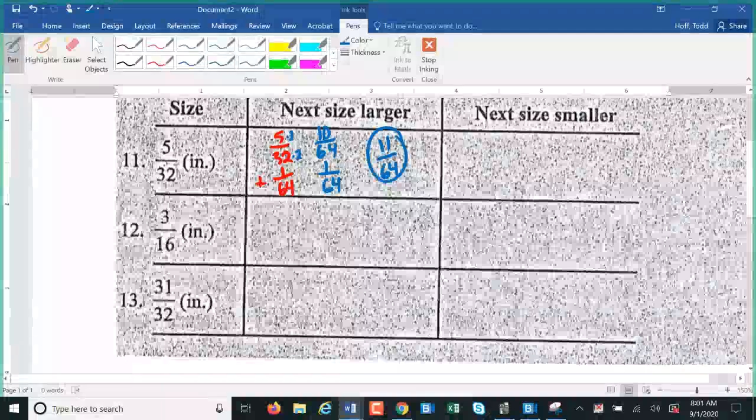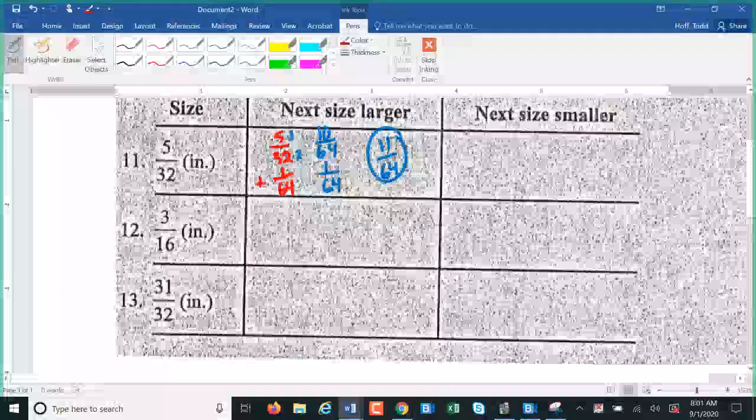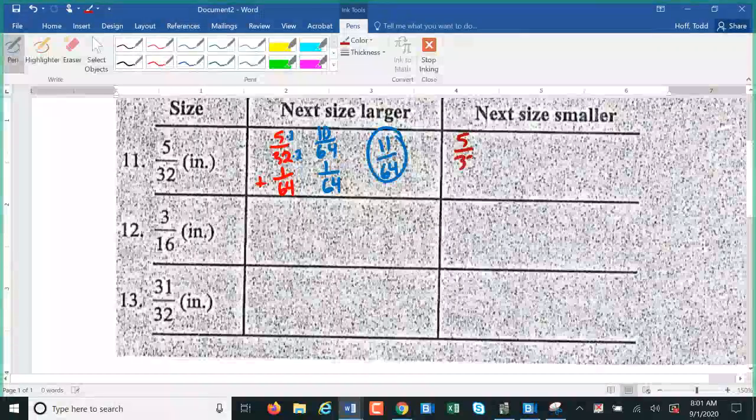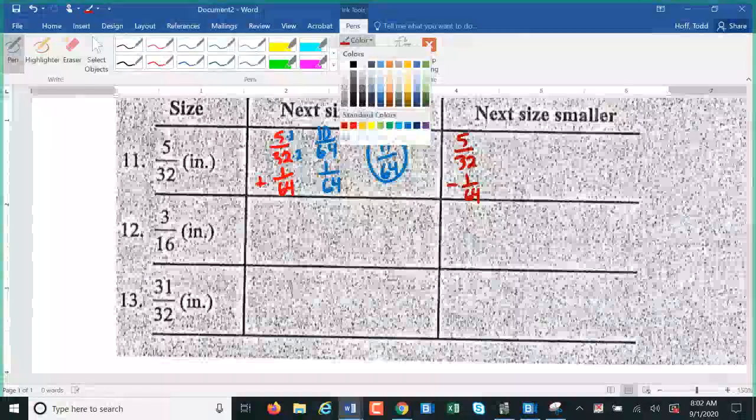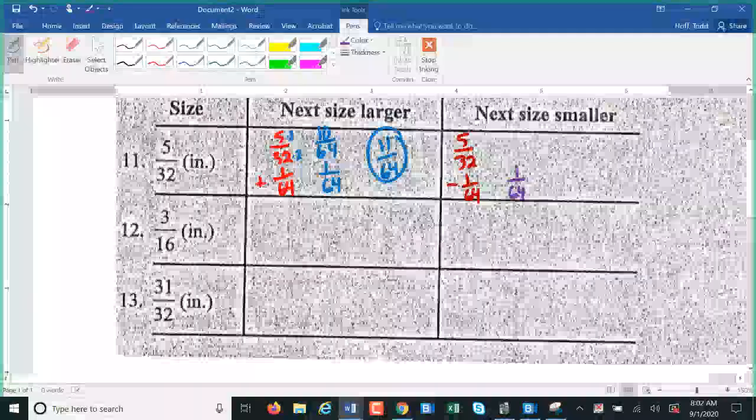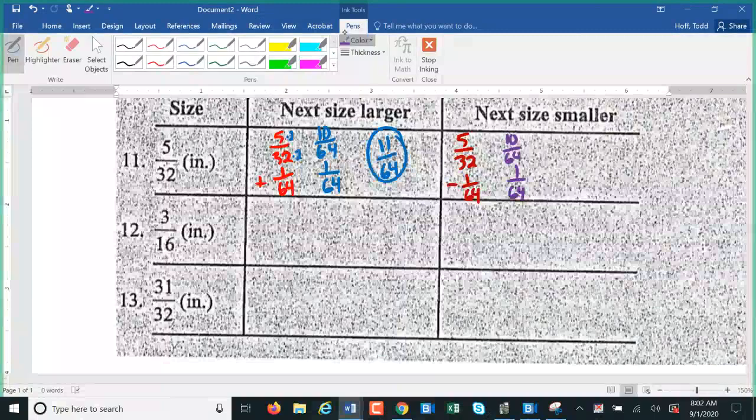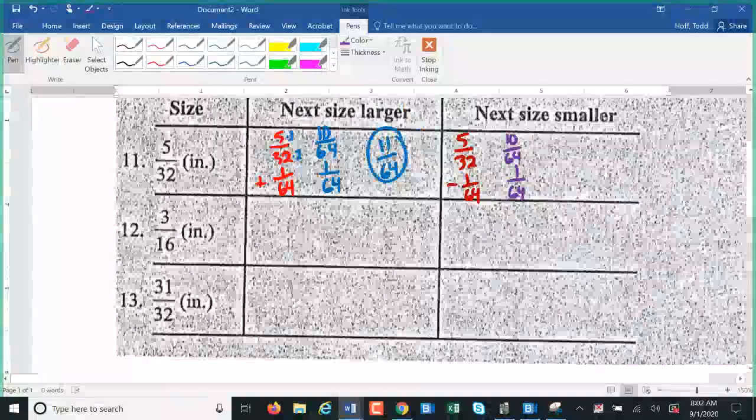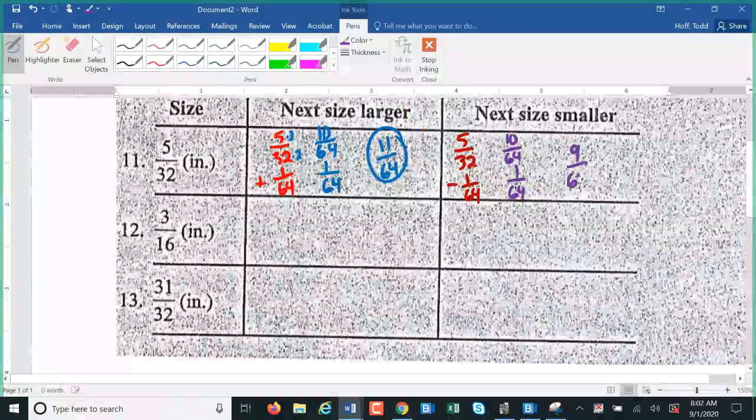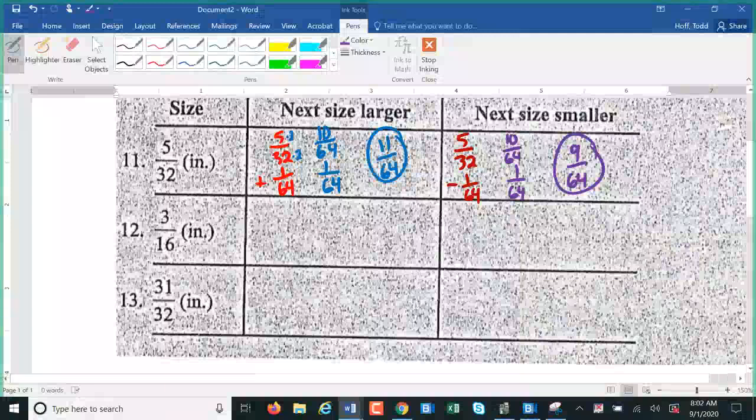Well, the next size smaller is actually quite a bit easier to do once we've already done that. The next size smaller is 5/32 minus a 64th. But we have already done the common denominator. We know the common denominator is 64, and we know that 5/32 is 10/64. So all we're doing here is subtracting. 10 minus 1 is going to be 9/64 to get the next size smaller. And of course, we should label those inches, but I'm not going to be picky about that.